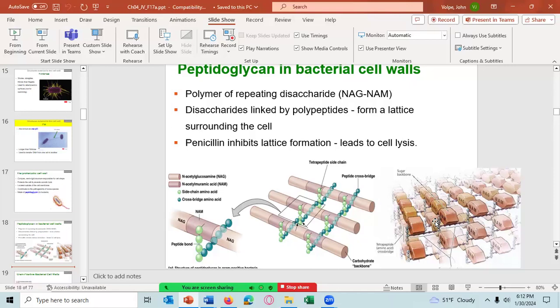Penicillin actually inhibits the lattice formation of peptidoglycan. And if penicillin gets in here, you cannot have the peptide getting in there and then linking this row of peptidoglycan to that row. And that would cause a hole in the cell membrane, and the cytoplasm can protrude out of this hole.